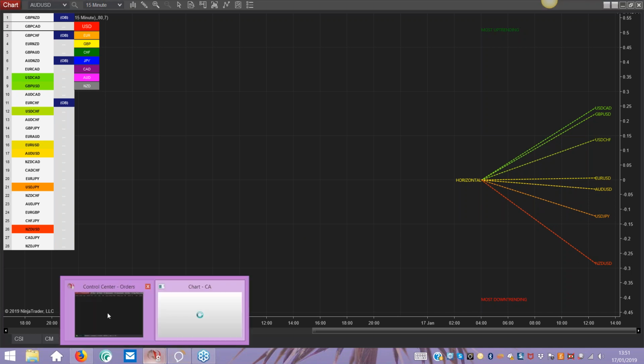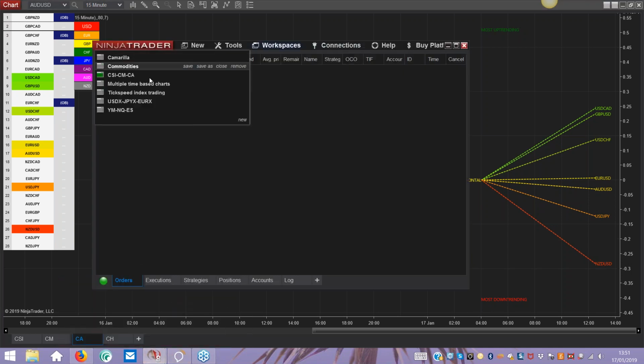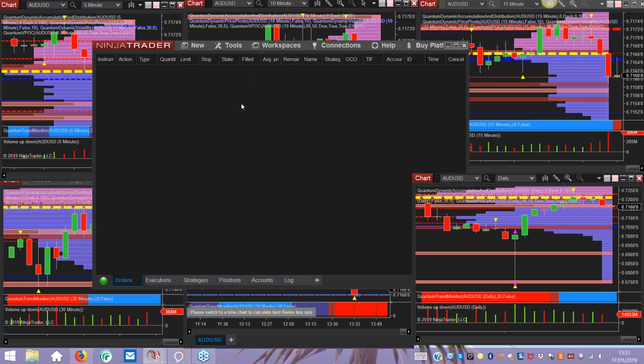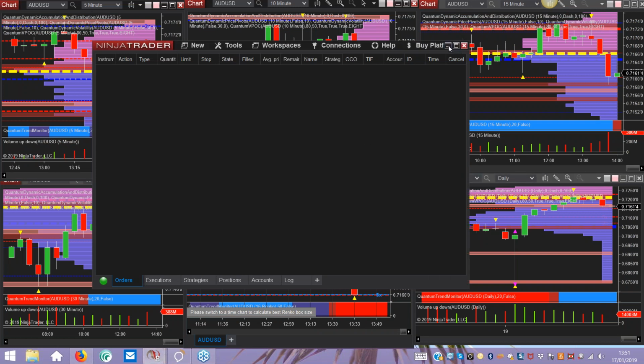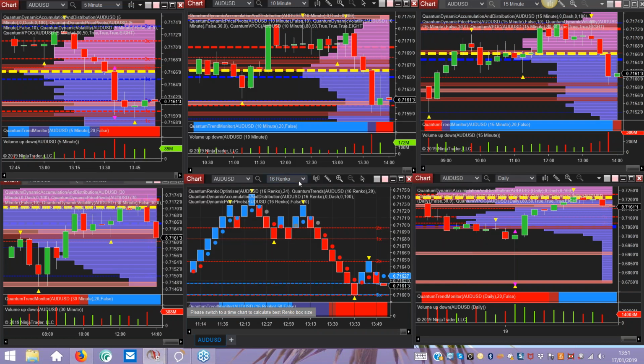If we just hop over to the charts themselves, slightly different to Anna's, as she mentioned. There we go. This is the sort of arrangement I like to have. This is the Aussie dollar. I've got the 5, 10, 15 minute across the top of the frame, and down at the bottom I've got the 30 minute. This is the Renko, and this is over onto the daily chart.